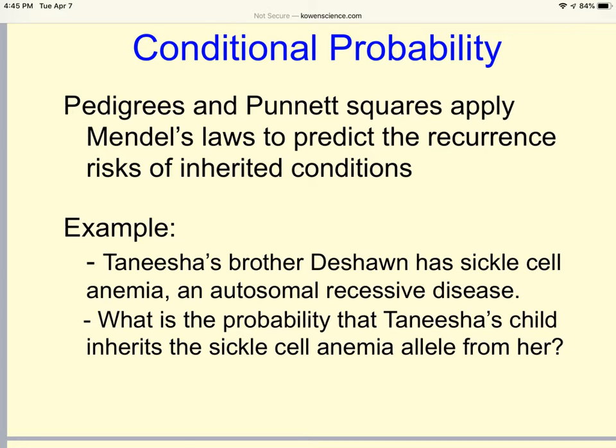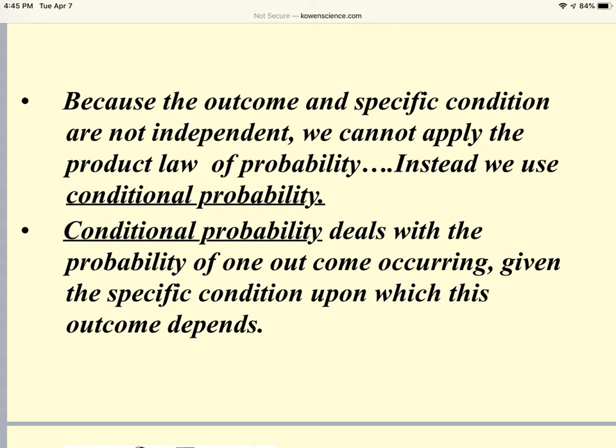Doing conditional probability, many times we'll use pedigrees and Punnett squares. We'll use Mendel's law to predict the occurrence. Let's look at an example. Tainshia's brother, Deshaun, has sickle cell anemia. This is an autosomal recessive disease. What is the probability that Tainshia's child will inherit the sickle cell anemia allele from her? Because the outcomes of the conditions are not independent, we cannot apply the product law, so we'll have to use conditional probability.